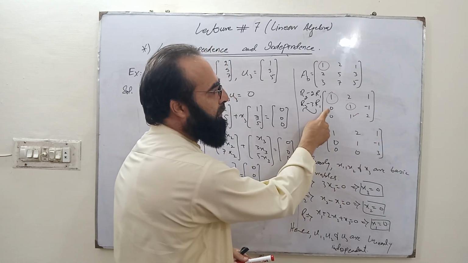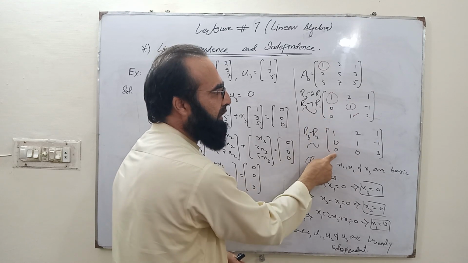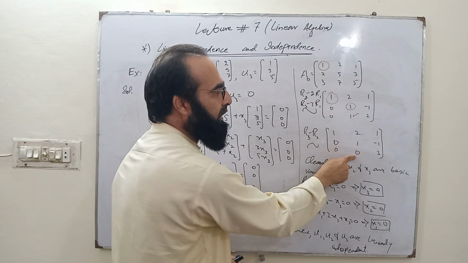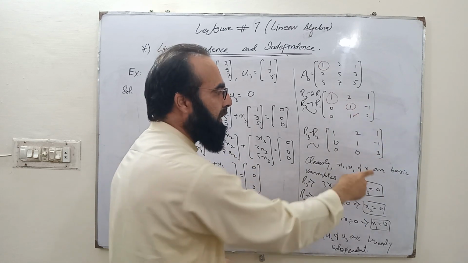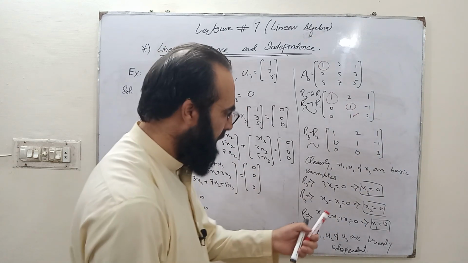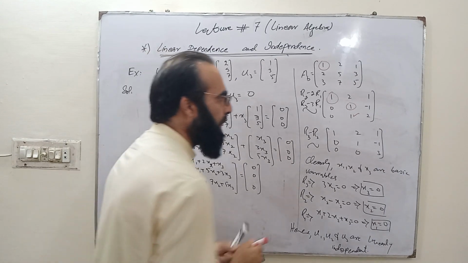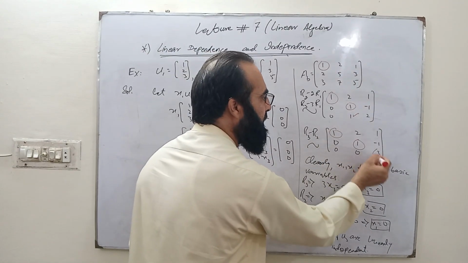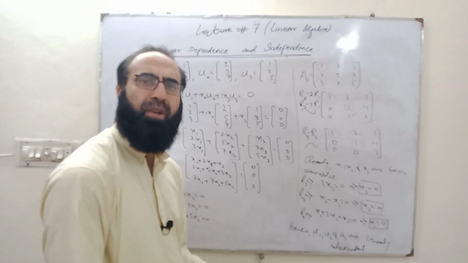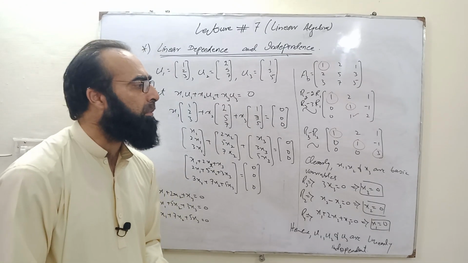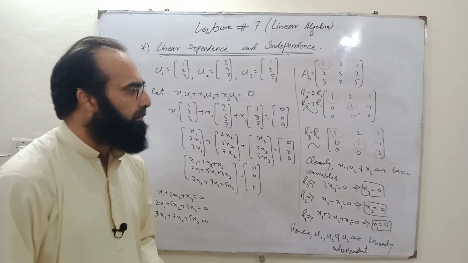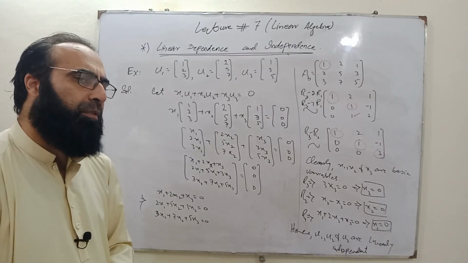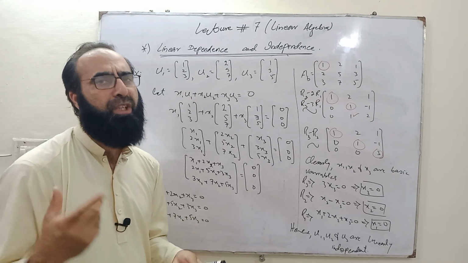Now subtract this 0 from this, we will get 0. Subtract 1 from this 1, we will get 0. Subtract this minus 1 from 2, we will get 2 plus 1, which is 3. Now clearly look at this matrix. Here we have 3 pivot entries associated with C1, C2 and C3. This shows that all the 3 variables are basic variables. So in case of basic variables, we know that we will get a unique solution.